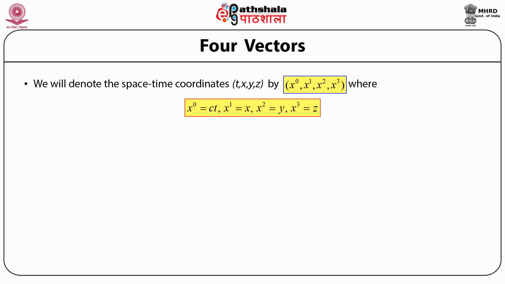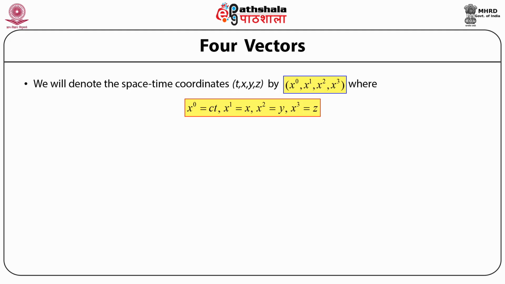Here, if we try and compare the space-time coordinates with this new coordinate system that we have just introduced, then x superscript 0 is equal to c times t, x superscript 1 is equal to x, x superscript 2 is equal to y, and x superscript 3 is equal to z.